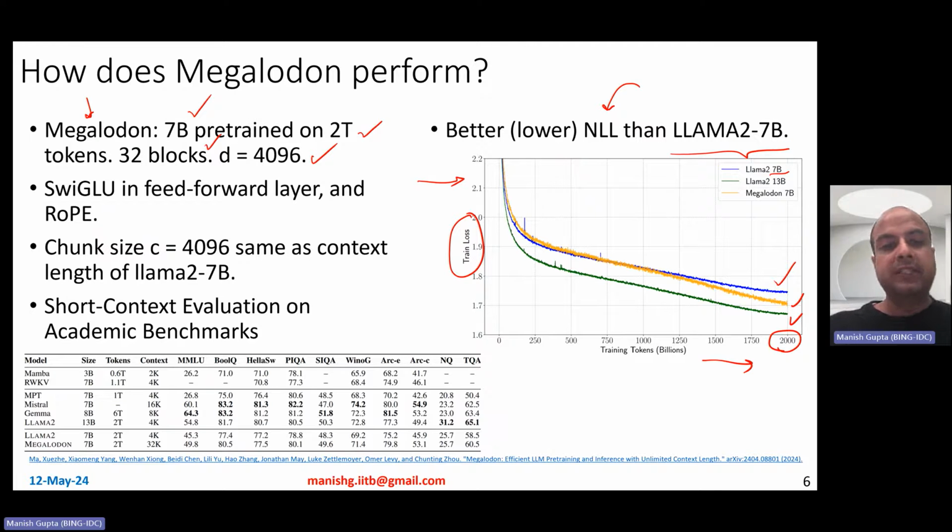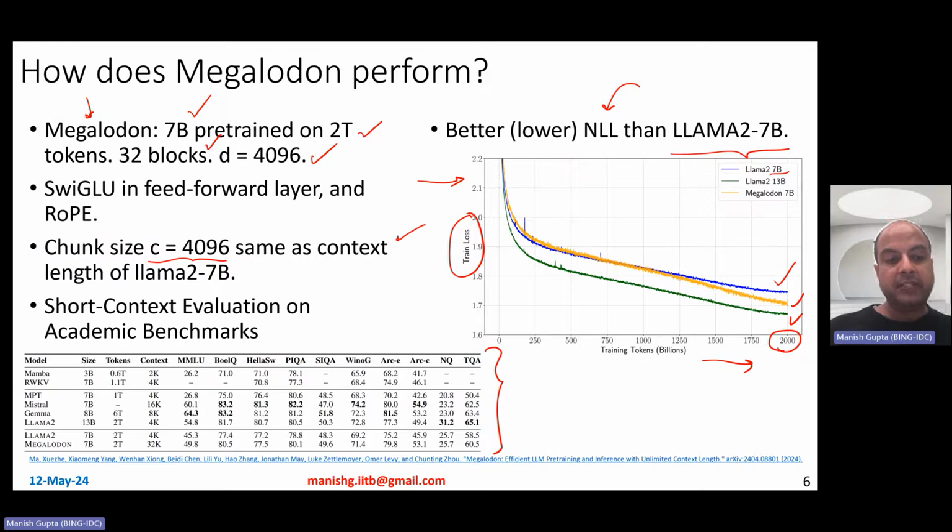Since they do chunk-wise attention, they use a chunk size of 4096, which is the same as the context length of the Llama 2 7 billion model. Of course, they evaluate on short context datasets and on long context datasets. The goal is to observe that on short context datasets, the model should not regress, right?